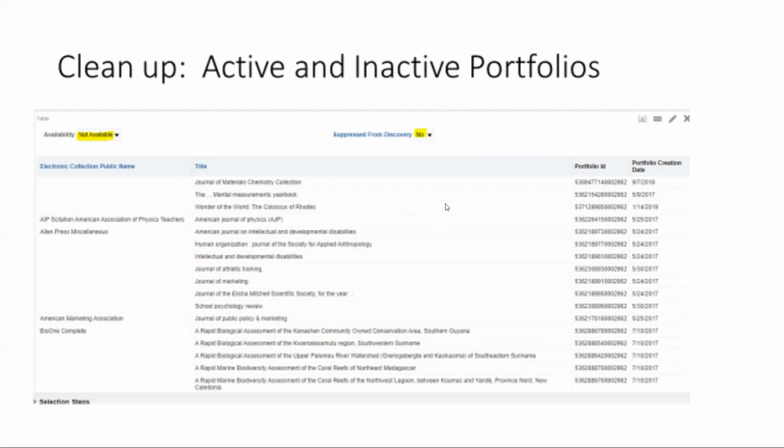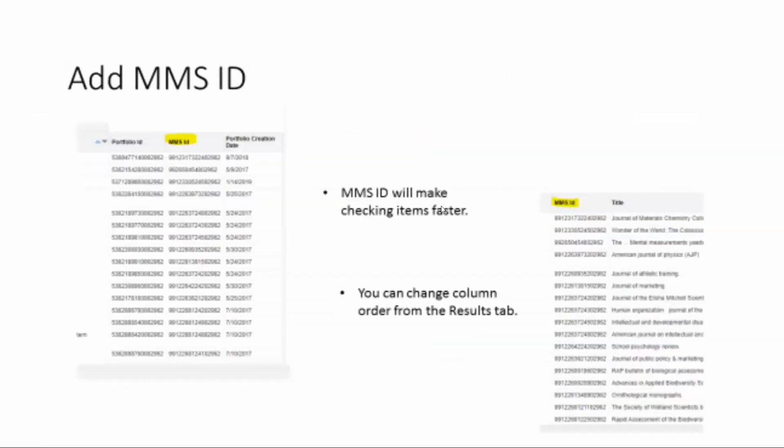And in terms of, I want people to think in terms of workflows and how they can use these reports. So for me, I like having that MMS ID that would make checking these items a lot faster. So you can add the MMS ID on the criterion tab.